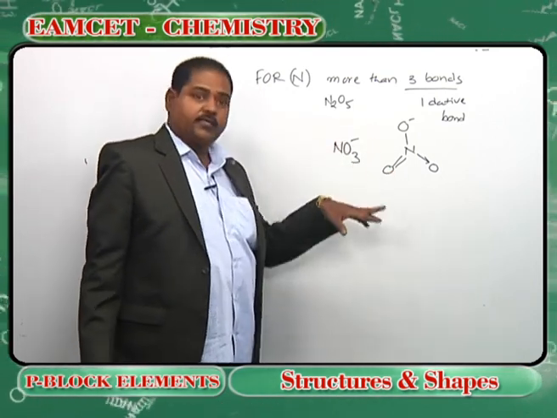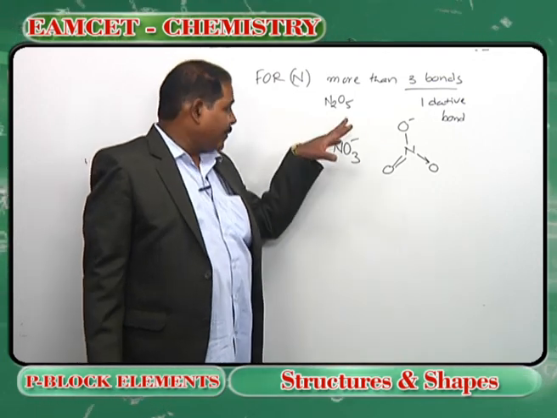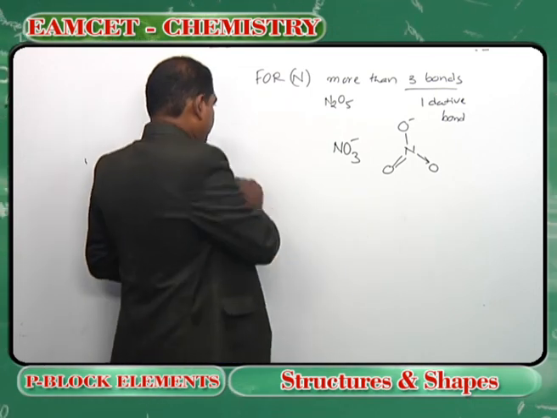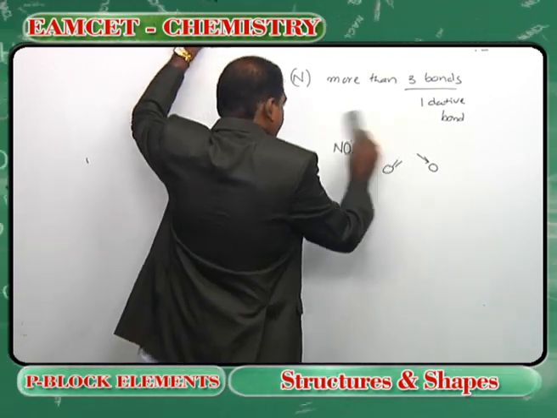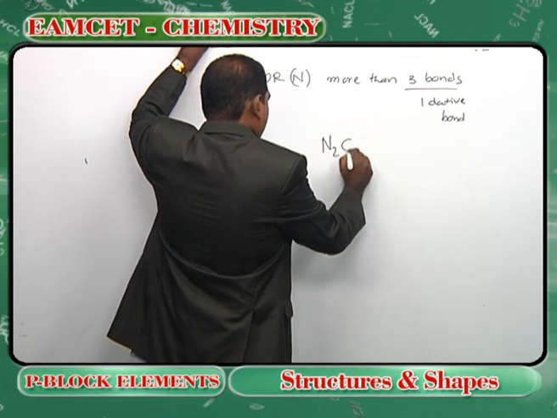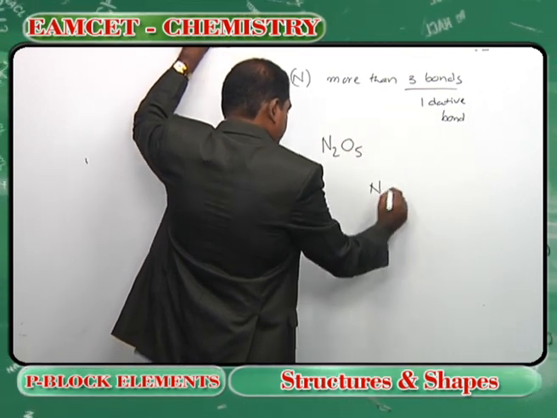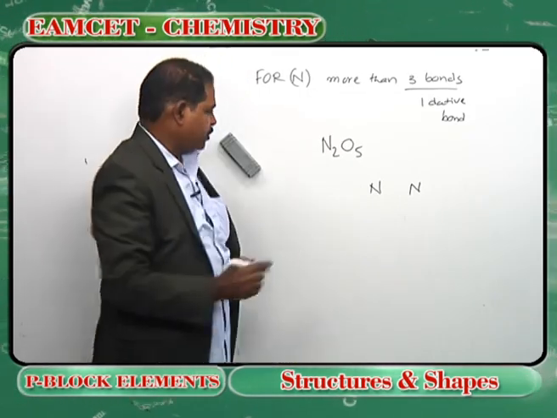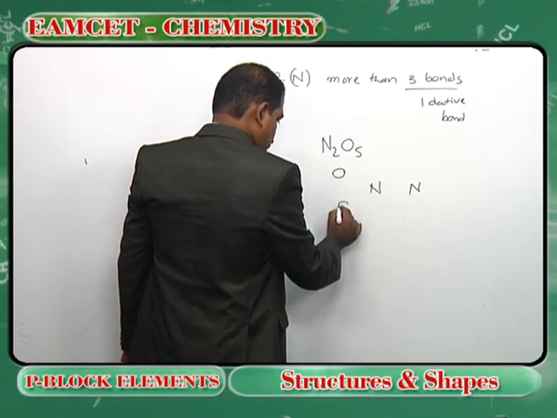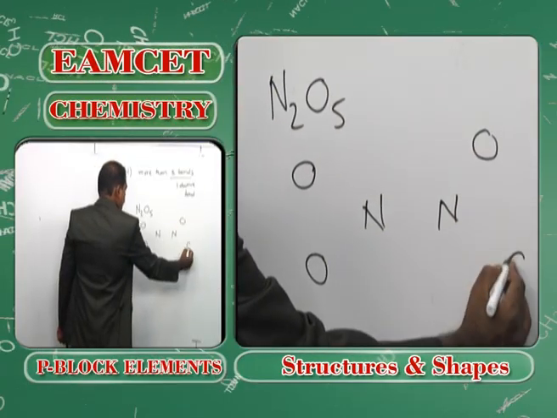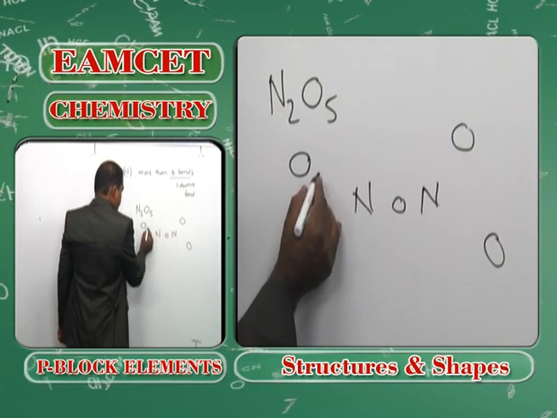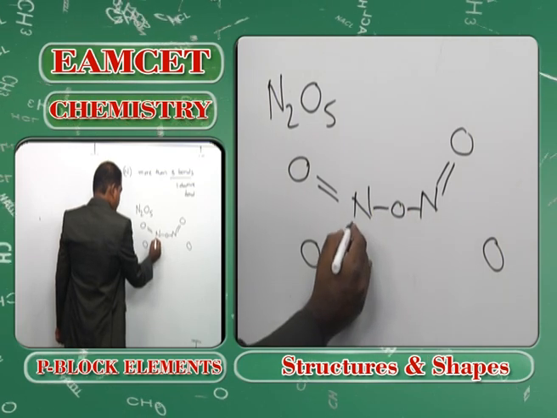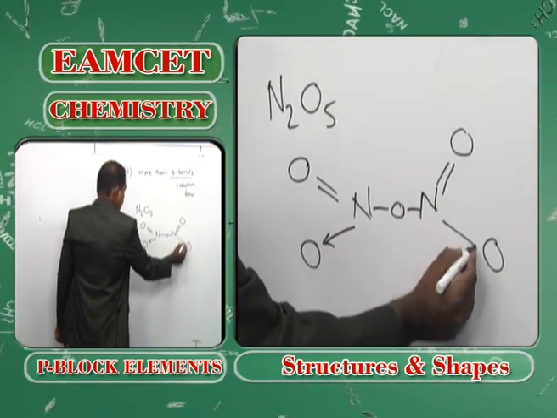So, in compounds of nitrogen and oxygen, you may predict a dative bond if nitrogen happens to form more than 3 bonds, NO3 minus. And what about N2O5? N2O5, 2 nitrogens, 2 central atoms, 5 oxygens, distribute them equally, 1, 2, 3, 4 and 5. Oxygen forms 2 bonds, 2 bonds again, and nitrogen donates a pair of electrons to oxygen.